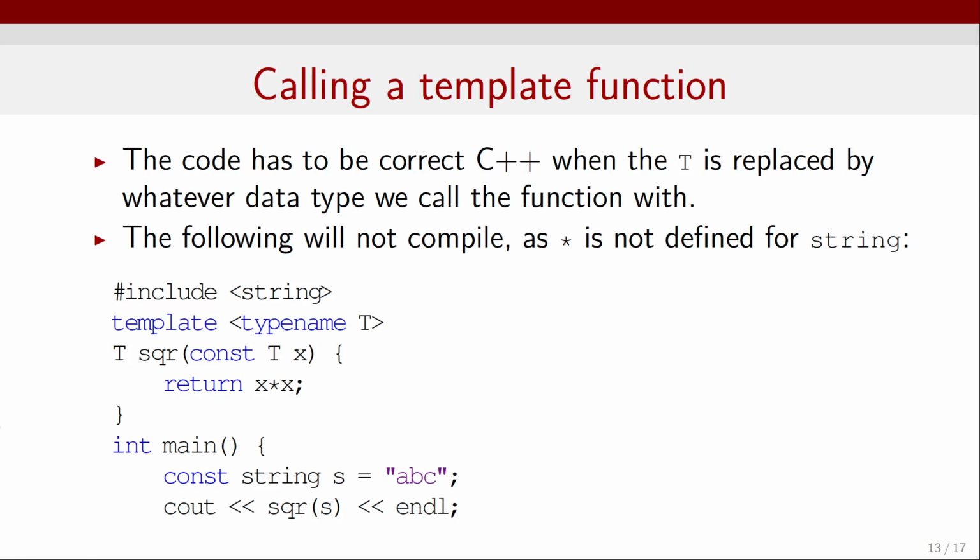For this to work, the code has to be correct C++ when the T is replaced by whatever data type we call the function with. Remember, T is a placeholder. It can be used for double, for integer, for long integer, any data type. So the following will not work if we call this square function and use a string as input, for example, because this star, the multiplication, is not defined for a string. So this will not compile, we will get an error.